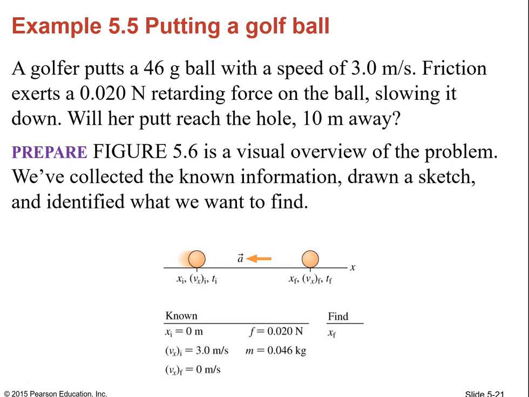So we have a golfer that putts a 46-gram ball with a speed of 3 meters per second. Friction exerts a 0.02 newton force that slows it down. Okay, we're going to figure out where the putt will be 10 meters away. Will it reach that far? So ultimately, you have to figure out how far it's going to go. We know the mass, we know the initial speed, we know the friction force, and we need to figure out, when the speed is 0, how far does it go?